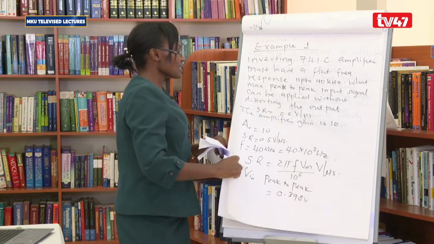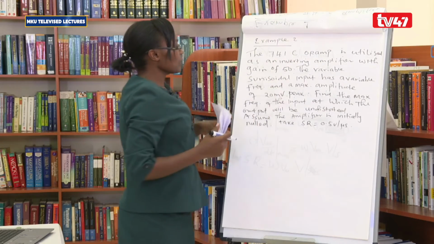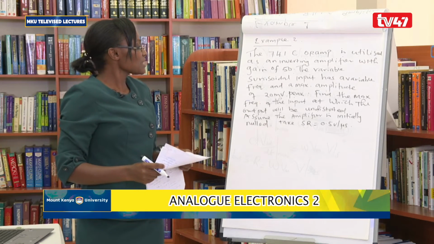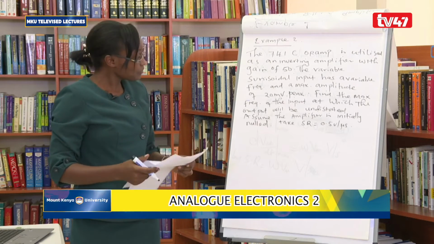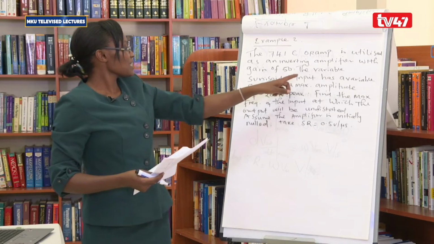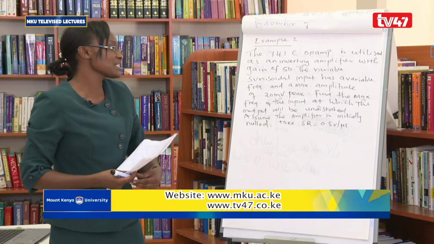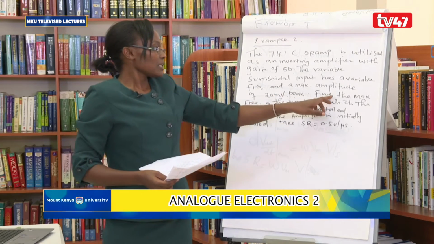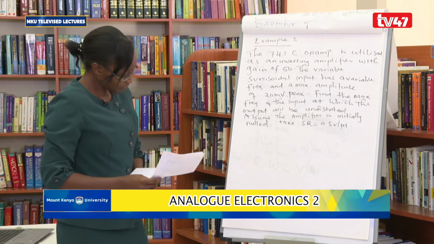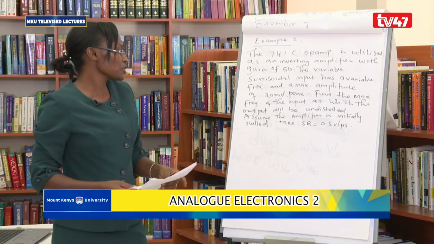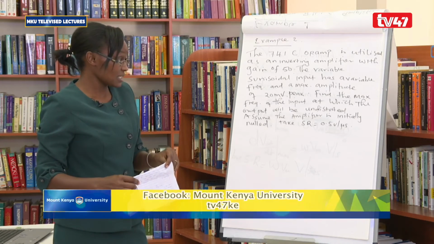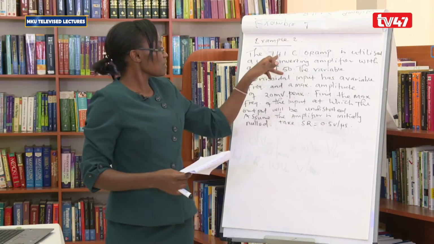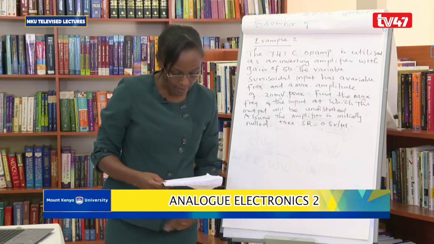We can also look at another example. Example number 2. We are given an inverting amplifier with a gain of 50. We are told that the variable sinusoidal input has a variable frequency and a maximum amplitude of 20 millivolts peak. Find the maximum frequency of the input at which the output will be undistorted. We assume that the amplifier is initially nulled. The slew rate of the 741C is 0.5 volts per microsecond.